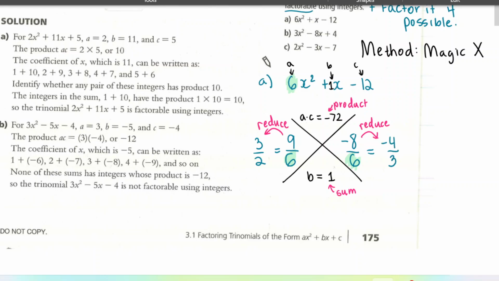Okay, now we're ready to actually write our factored form, and I'll show you how it works. So the two numbers that we end up with in the numerator, those are going to be our constant terms in our factor. So we have positive 3, so we write plus 3, and we have negative 4, so we write minus 4.